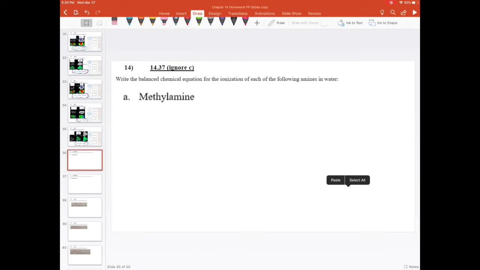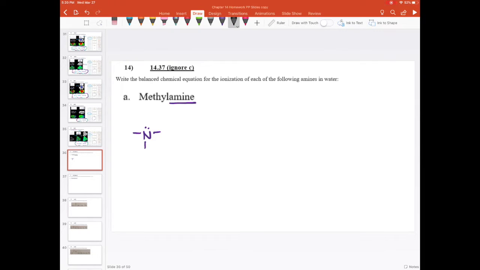Chapter 14, question 14, asks you to write the balanced chemical equation for the ionization of a couple amines in water. Well, the first step is to draw the amine. Now, the backbone is always a nitrogen atom whose name is amine. If you remember, nitrogen is in group 5A on the periodic table, and that means that it has 5 valence electrons, and so can form 3 bonds with those unpaired electrons.